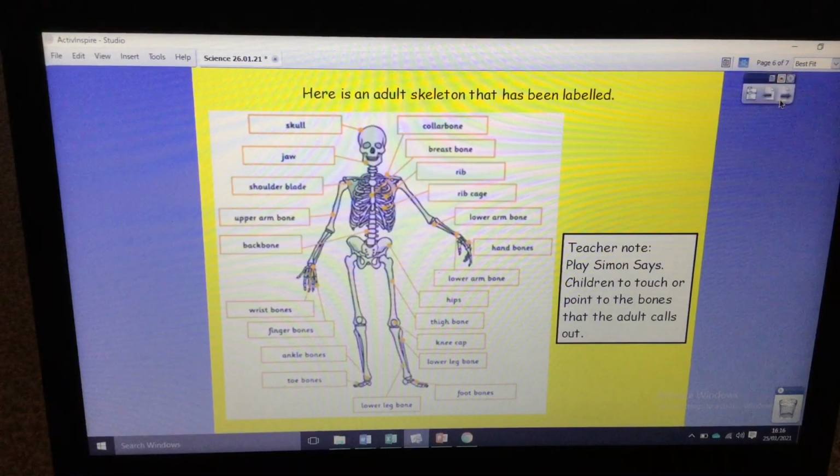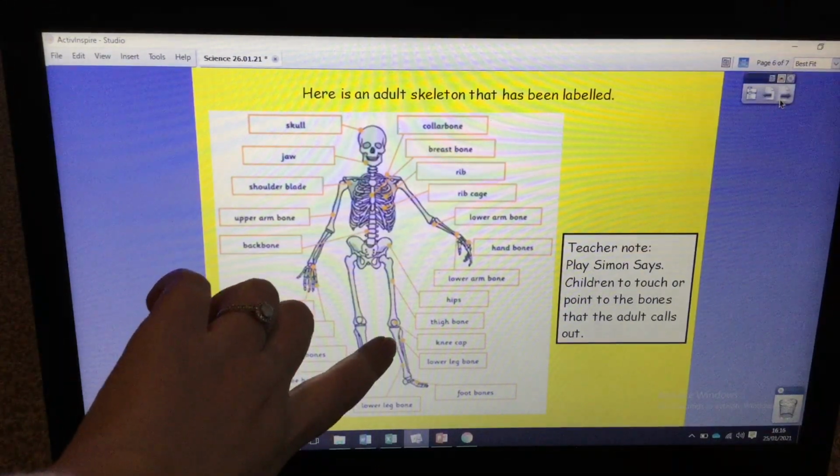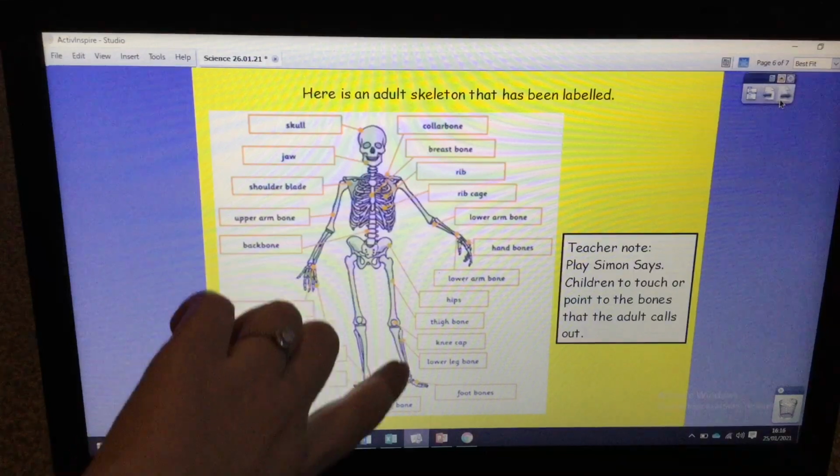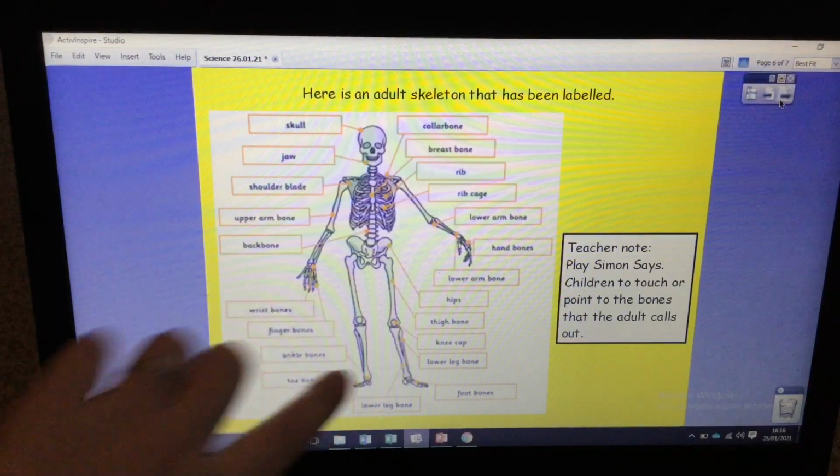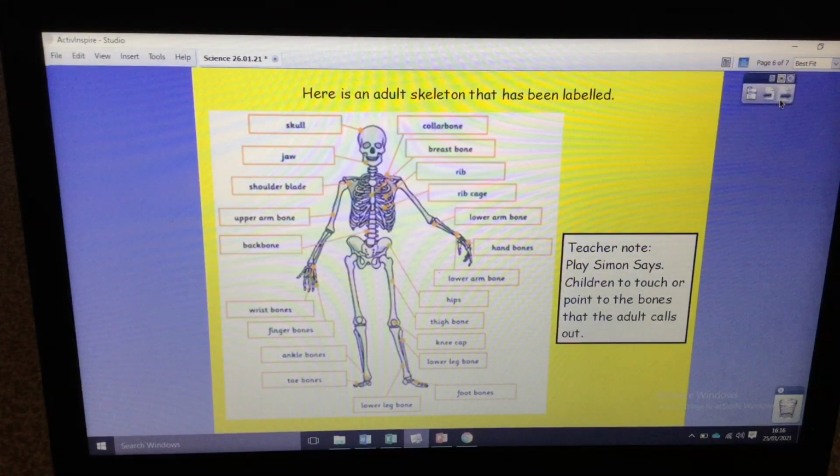Oh, I know why, because there's two bones in our lower leg. We've got one along our shin and one along the back of our leg as well, which you can't actually feel very well because of our calf muscle. We've got a very thick layer of muscle there.